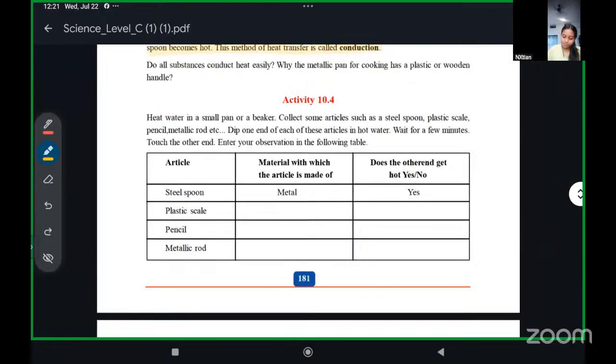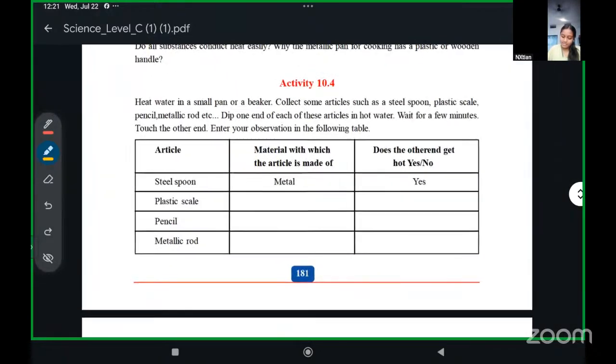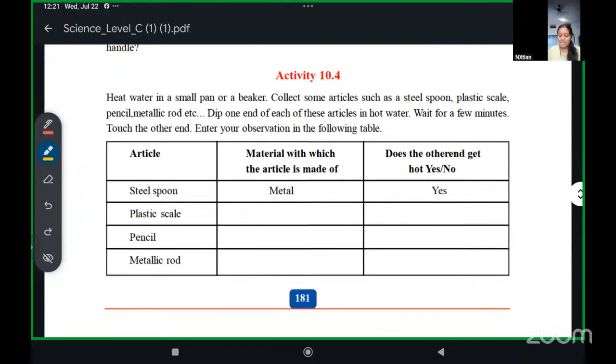Now, one activity is to heat water in a small pan or a beaker. Collect some articles such as a steel spoon, plastic scale, pencil, metallic rod, etc. Dip one end of these articles in hot water and wait for a few minutes. Touch the other end and write your observation.